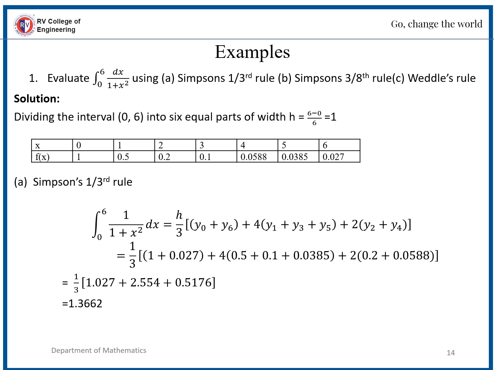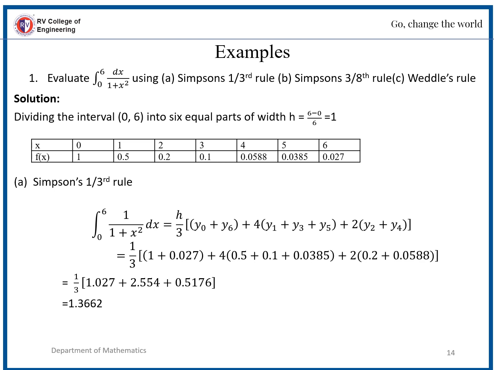The corresponding y values, where y is equal to 1 divided by 1 plus x square. You substitute the values of x there and calculate the corresponding values of y, which are tabulated in the table shown here. And y takes the values 1, 0.5, 0.2, 0.1, 0.0588, 0.0385, 0.027.